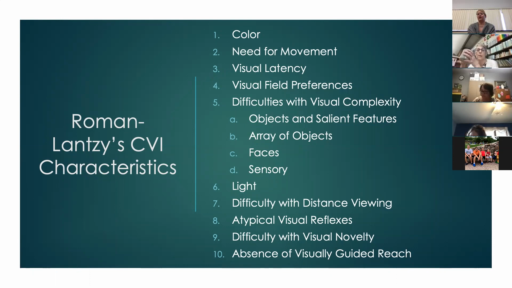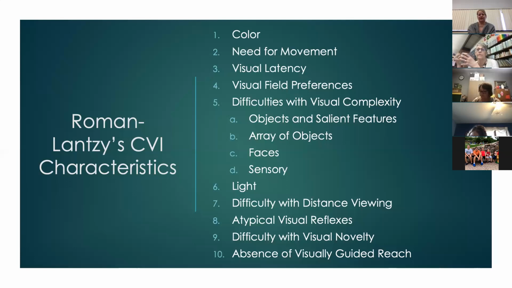5, and the reason why this one's divided into 4 parts is because it's the most common and layered part of the characteristics. And this is difficulties with visual complexity. We're going to look at complexity in terms of objects and salient features.